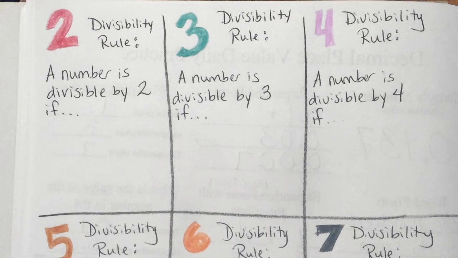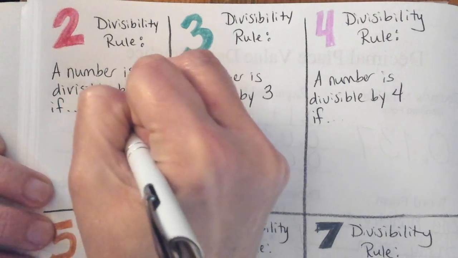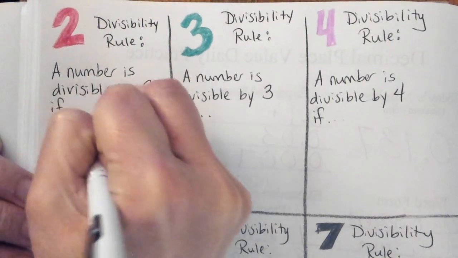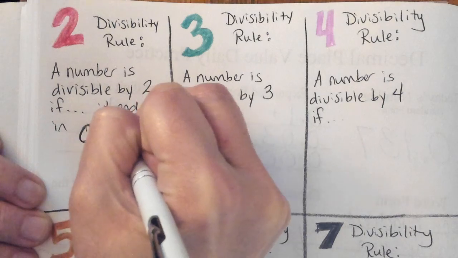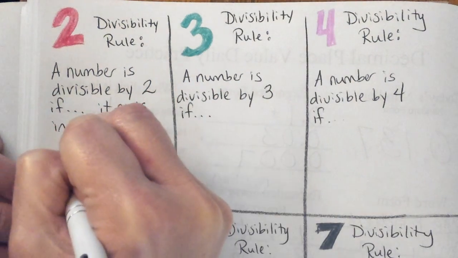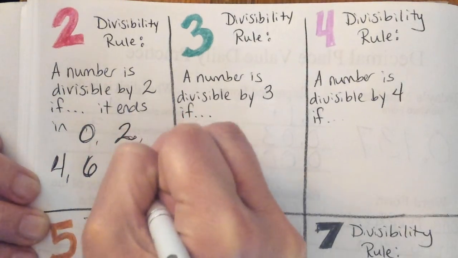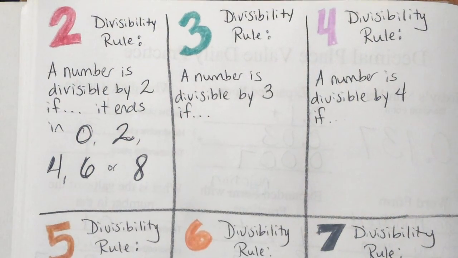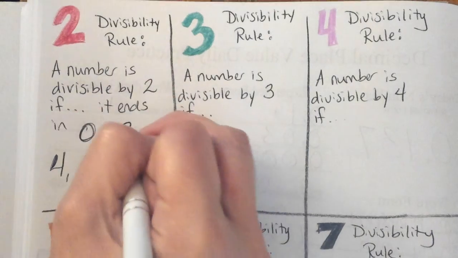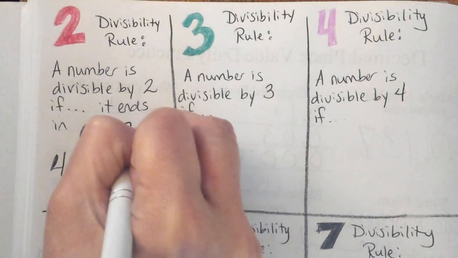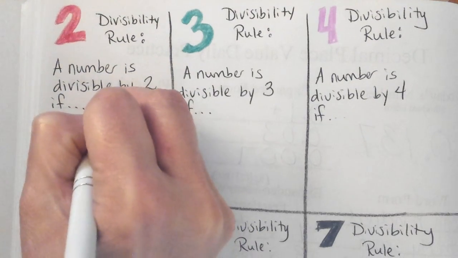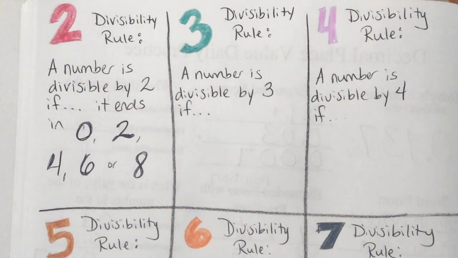Divisibility rules are ways of looking at bigger numbers to see if they are divisible by a single-digit number. The rule for 2: a number is divisible by 2 if it ends in 0, 2, 4, 6, or 8. If you're trying to fill this in your own words and you wrote if it's an even number, I would totally accept that.